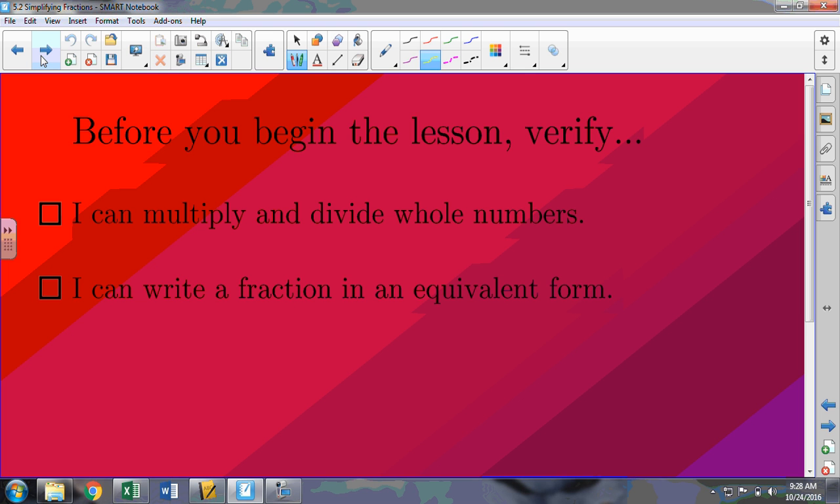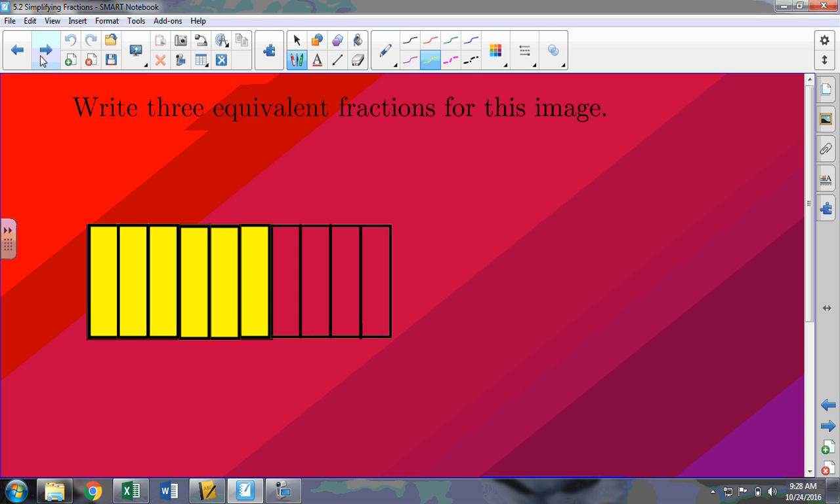So before you begin, there are a couple different things you may need. Can you multiply and divide? And do you also know how to write a fraction in an equivalent form using multiplication or division? Those are skills that we will use. For instance, what are 3 equivalent fractions for that?